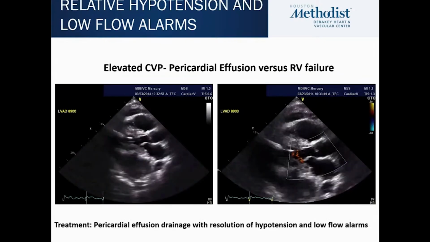Again, this is somebody who had elevated CVP, low index, low flow alarms, hypotension. So it is important to differentiate pericardial effusion versus RV failure. This patient went for a pericardiocentesis, and then there was complete resolution of the low flows and everything normalized. So it was not really RV failure, but here's where echo was very helpful.